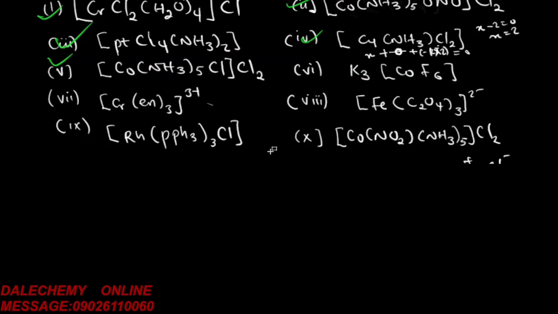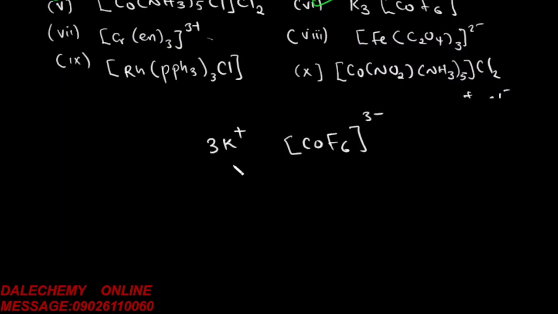Now for the sixth one, as it is, actually 3K plus because it's an ionic compound. So we have 3 of K plus. Then this will now become 3 minus to balance the charge. I hope that's taken. If you want to name this, you name the positive end first. So that will just be potassium. Then you name the negative end.